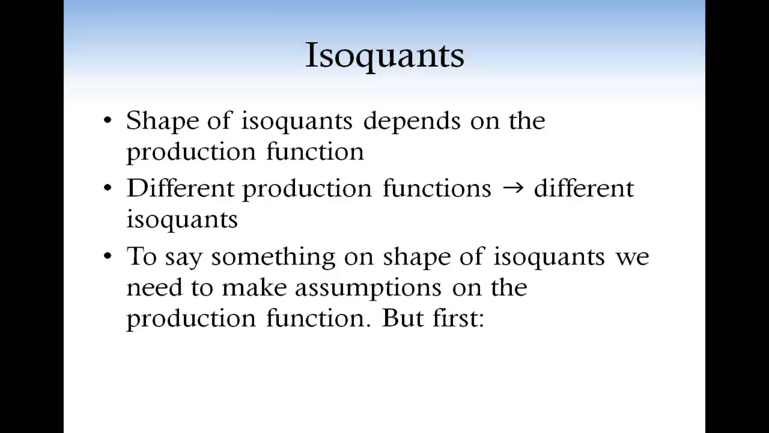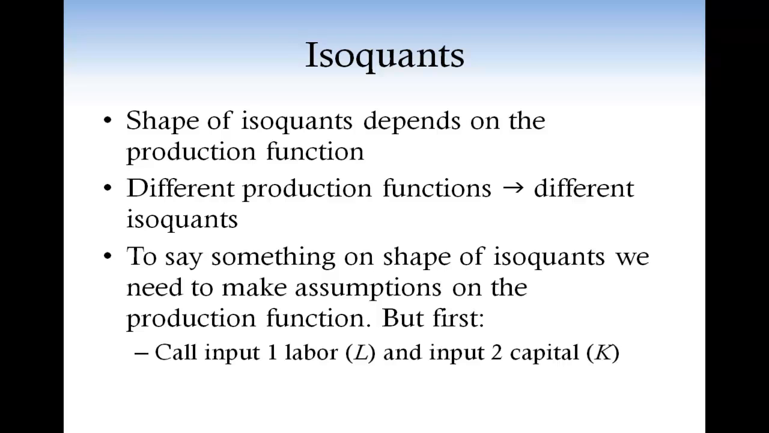inputs the suggestive names of labor and capital. So we will call input 1 labor and input 2 capital. And the production function will be written as capital Q, the output, is equal to the production function, a function of labor L and capital K. Please do not get confused. Even with these names, you should think about the inputs of the production function as input goods, measured with their own unit of measure and that they are used by the firm to produce some output.